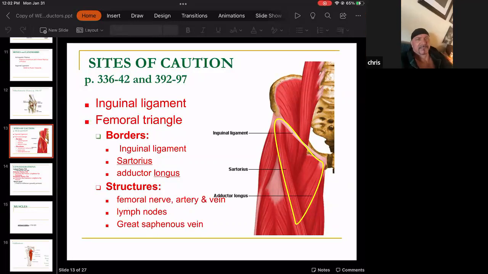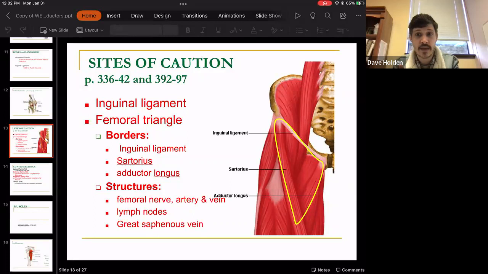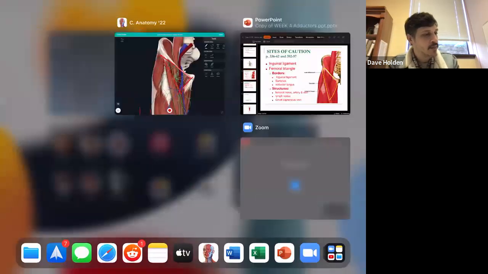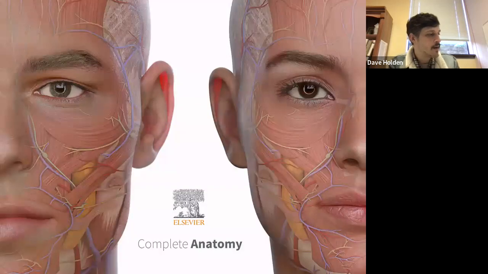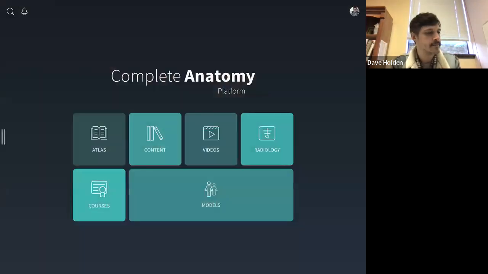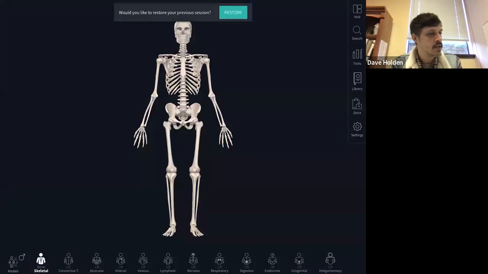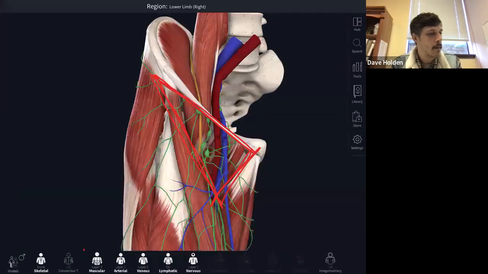So you've got the inguinal ligament, the sartorius muscle, which we were introduced to last week, as well as the adductor longus muscle. And the structures are listed here on the PowerPoint: femoral nerve, artery, vein, lymph nodes, and the great saphenous vein. I have taken the liberty of pulling this up and making sure all the important structures are in here, so we can get a closer look at what's going on. Boom. So here is our right hip. You're looking at the front right hip.